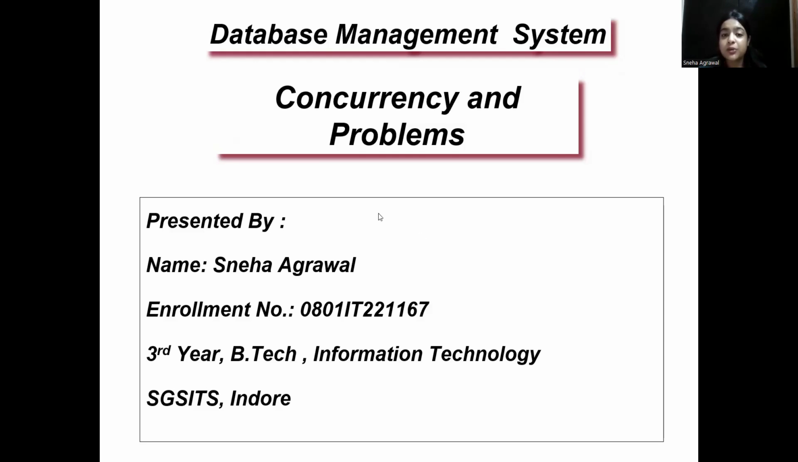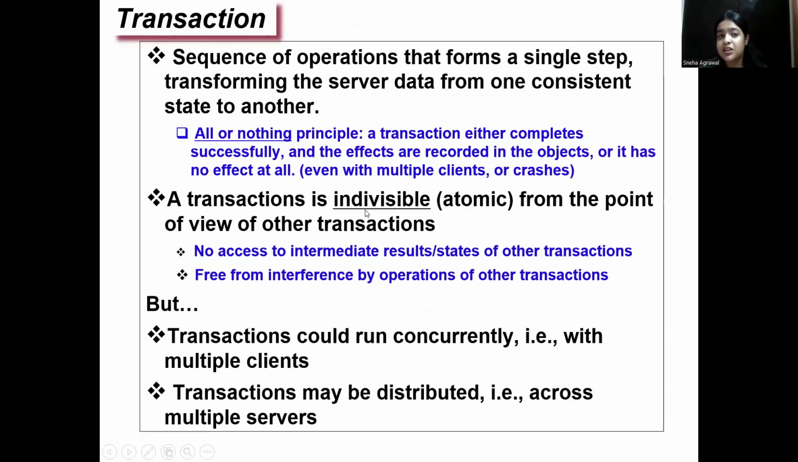So before understanding concurrency, let's have a brief introduction to what transactions are. Transactions are a set of operations that are considered as a unit of work. Let's look at the definition: a sequence of operations that form a single step, transforming the server data from one consistent state to another. One more point to keep in mind is that transactions are indivisible.